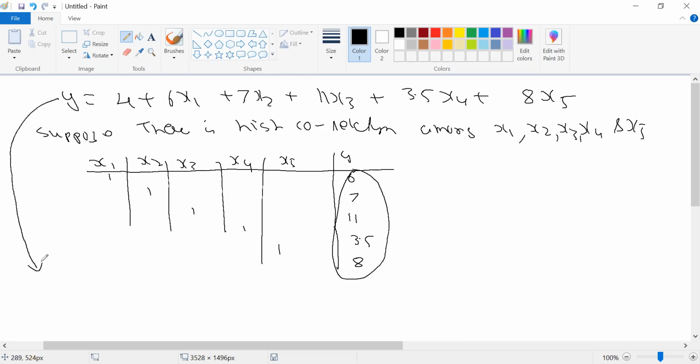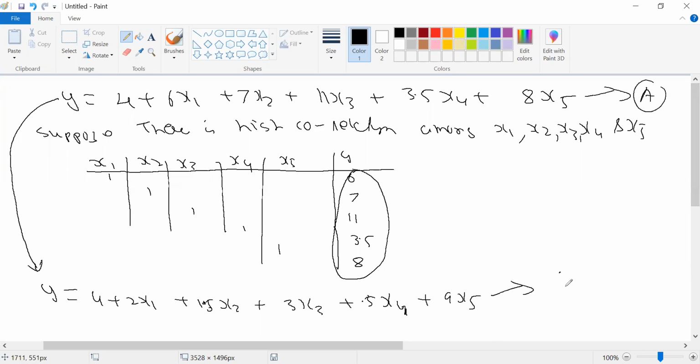Now, consider if by some hook or crook, by doing something, you are able to write this equation something like this: 1.5x2 plus 3x3 plus 0.5x4 plus 9x5. Let me say, by doing some trick or some magic or whatever, you are able to write equation A as equation B. Then will people agree that the problem of multicollinearity is getting diminished? हाँ या ना? हो सकता है ना diminish हो रही हो.